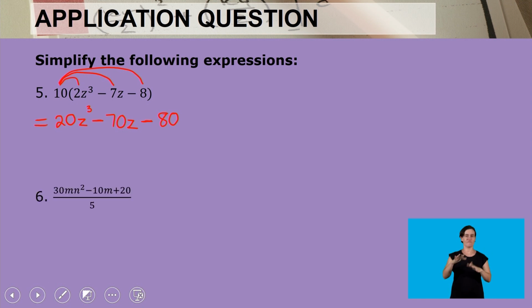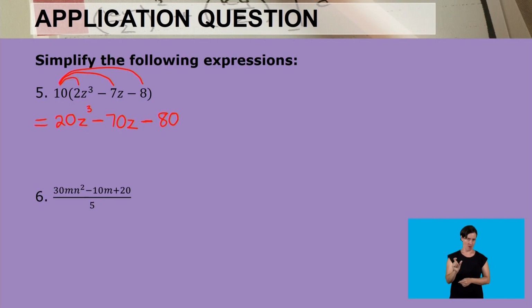In the next one here, we are dividing. Now, do you remember how to divide a trinomial or a binomial by a monomial? Yes, each term of that trinomial must be divided by the monomial. So we are going to have the 30mn squared plus 10m plus 20. And remember, each of them must be divided by that monomial there.